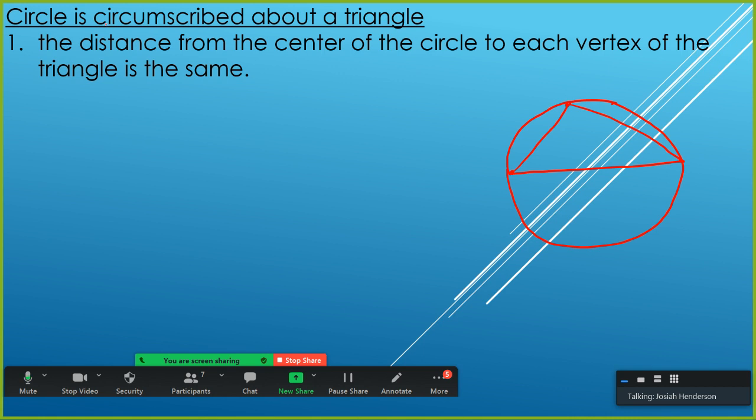I know that sounds like circumcised, but that's not even related. Circumscribed, like written, scribed.